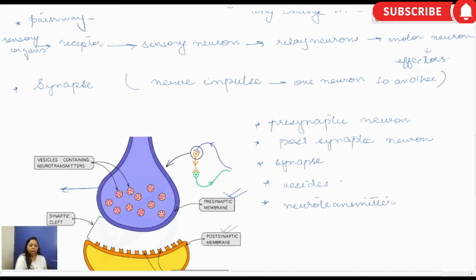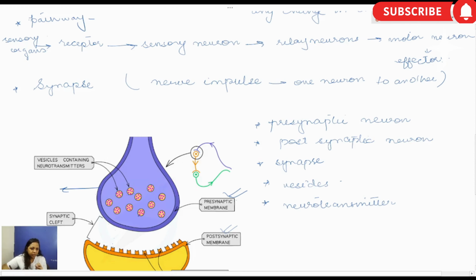Let's talk about how it works. The messages are in the form of some signals. These signals are enclosed in neurotransmitters. The name indicates neurotransmitter, something that is transmitting through the neuron. These neurotransmitters are enclosed in these vesicles, like here.